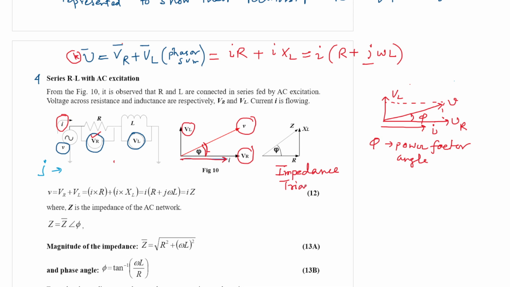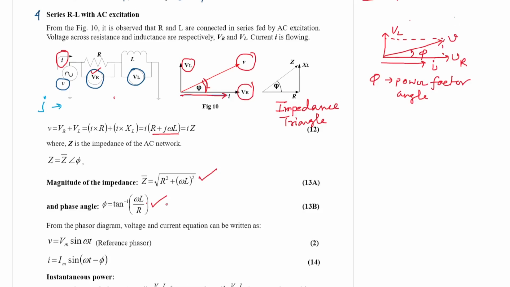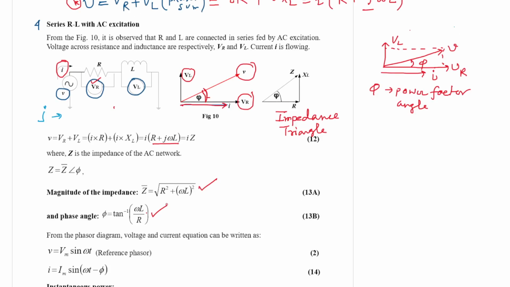Impedance, and from there it is established that Z is equal to R plus J omega L, whereby we can say the magnitude of impedance is Z bar, which is equal to the square root of R square plus omega square L square, and the phase angle is tan inverse omega L by R. That is the power factor angle. So now from the phasor diagram, we can write that.